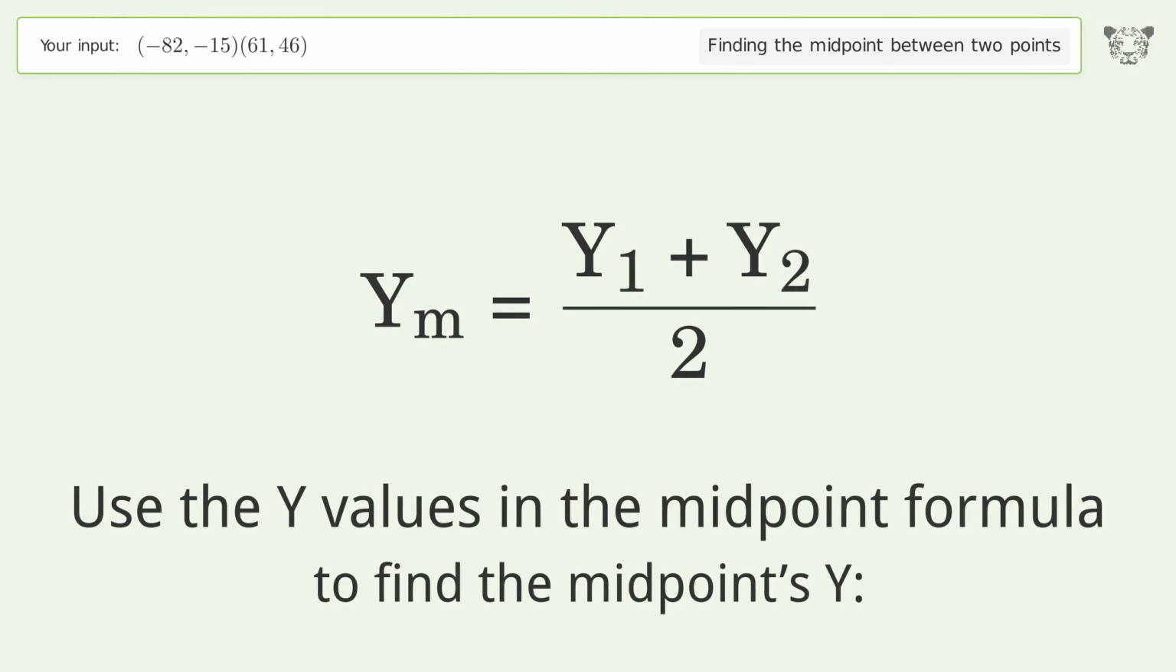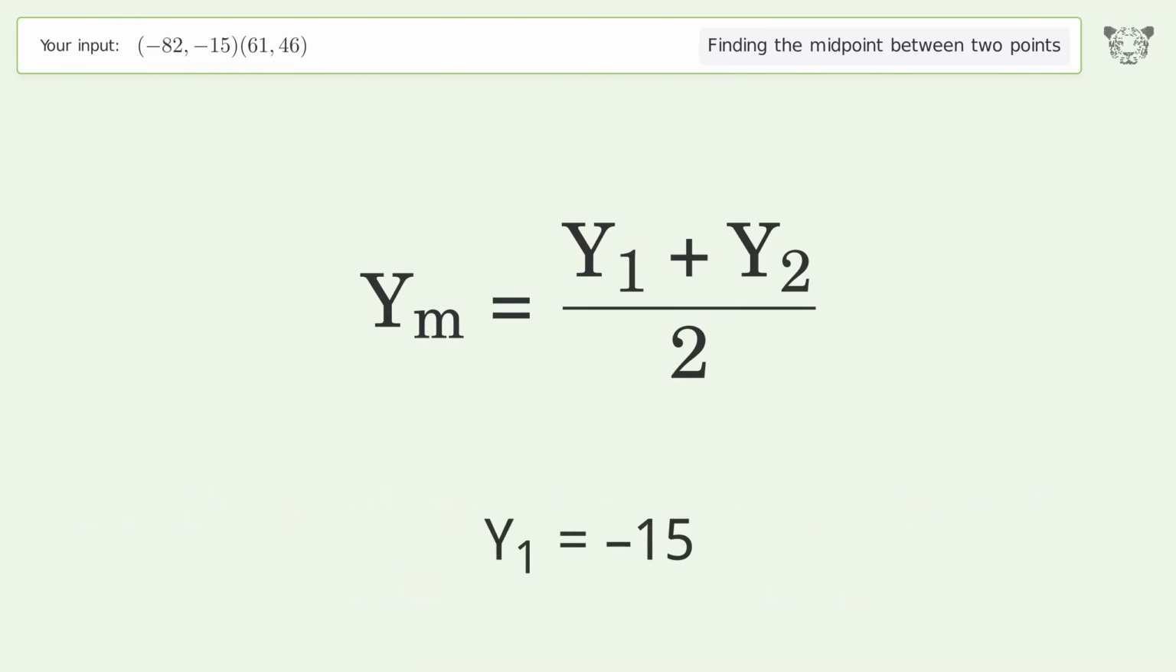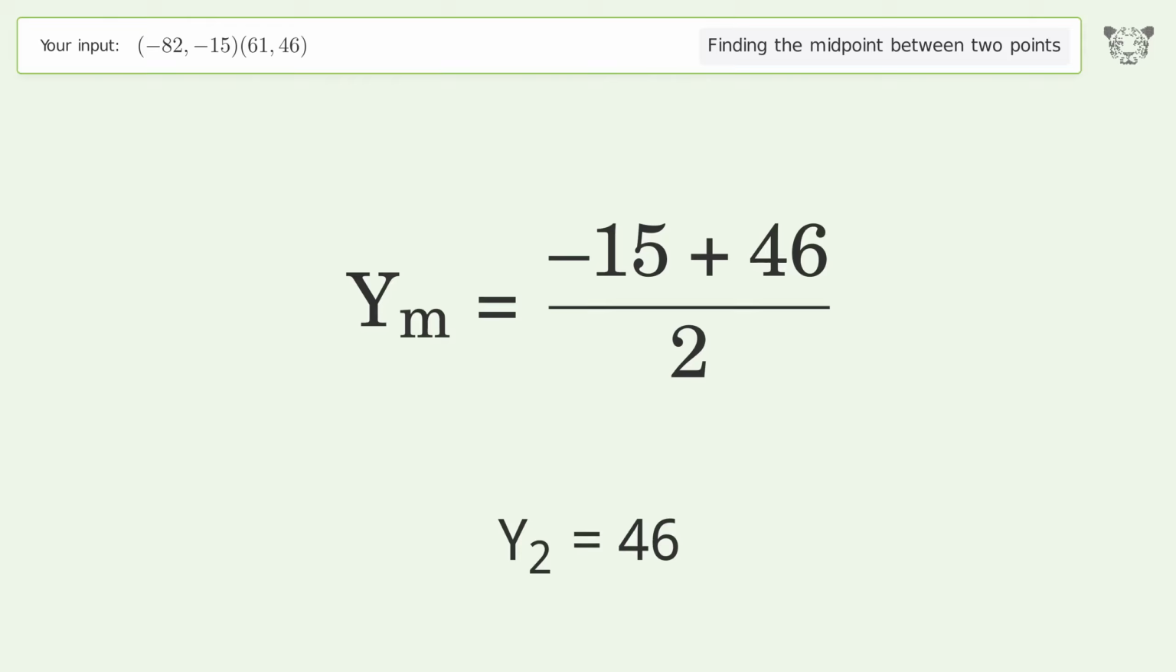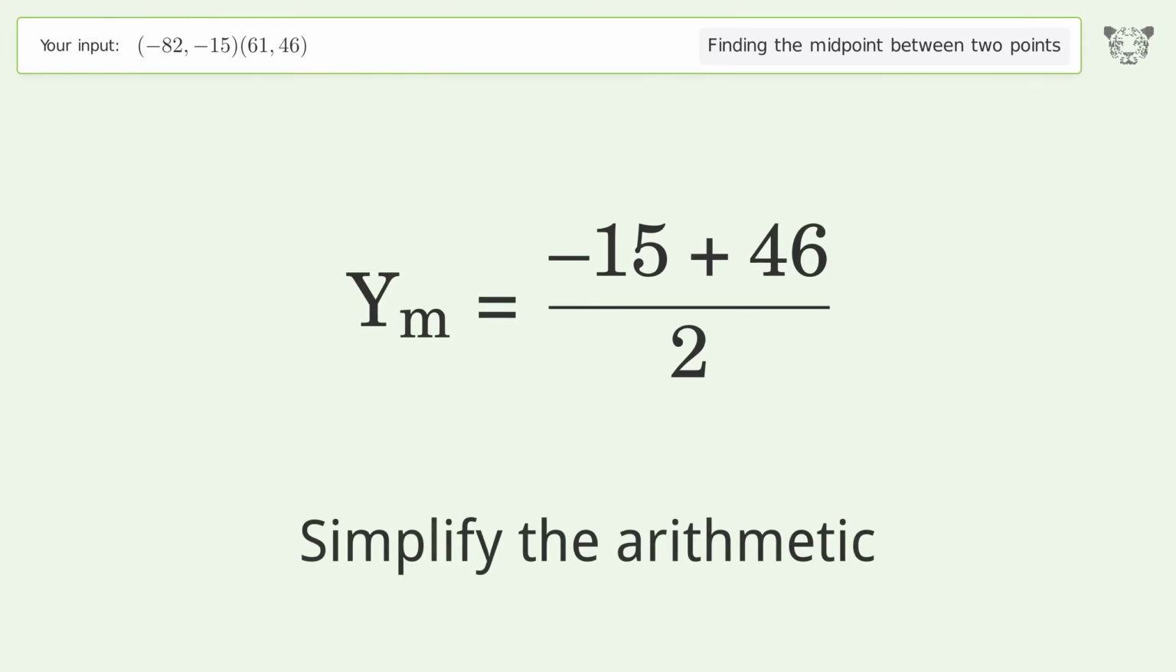Use the y values in the midpoint formula to find the midpoints y. y1 equals negative 15. y2 equals 46. Simplify the arithmetic.